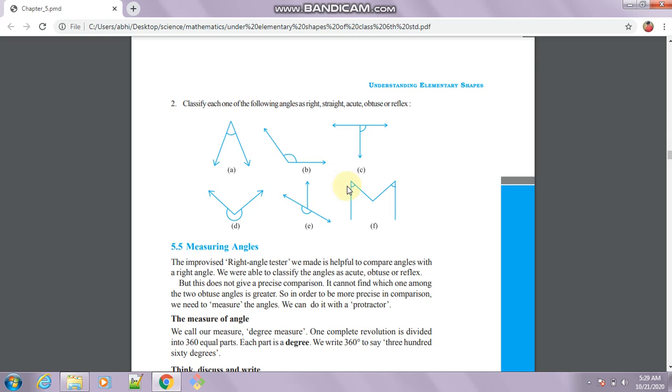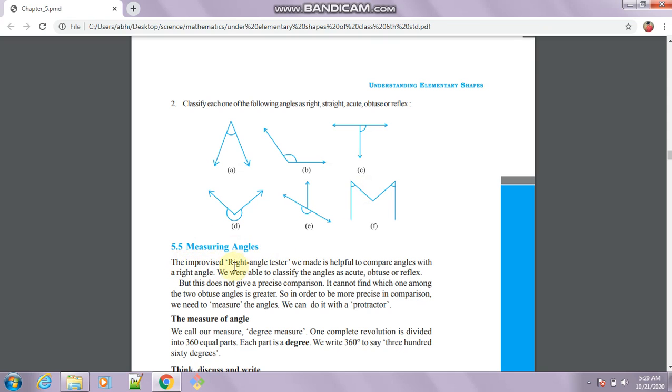This is an acute angle. That is represented as an angle. Okay, students, this is represented as an angle. This is an acute angle. This will be an acute angle.